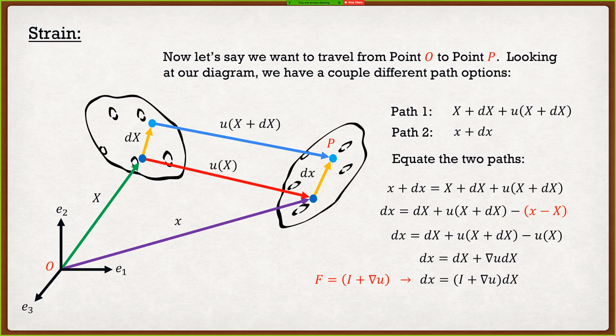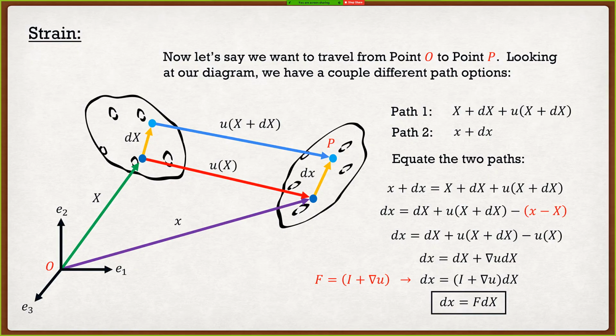So remember that nabla u above, that's our displacement gradient, but we also have something called the deformation gradient, which is F. And F is equal to I plus nabla u. Now, the reason why we're doing this is because we can simplify the equation to small dx is equal to F times dX.